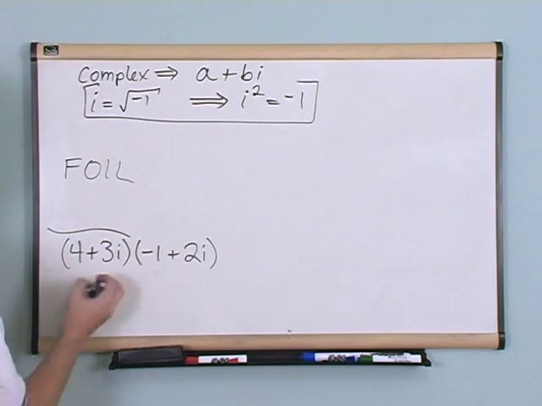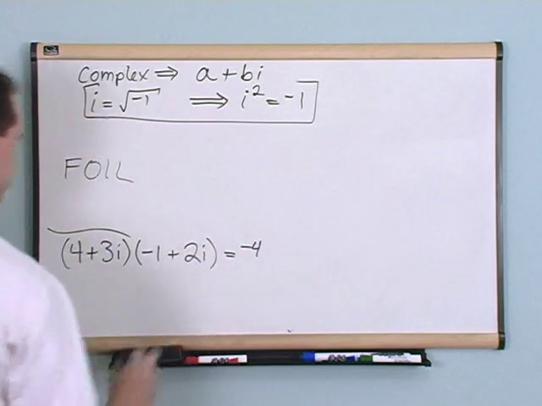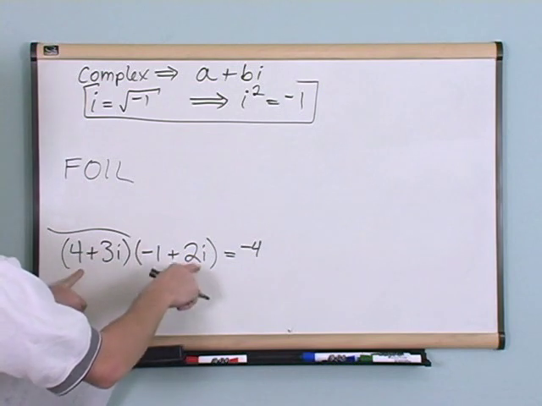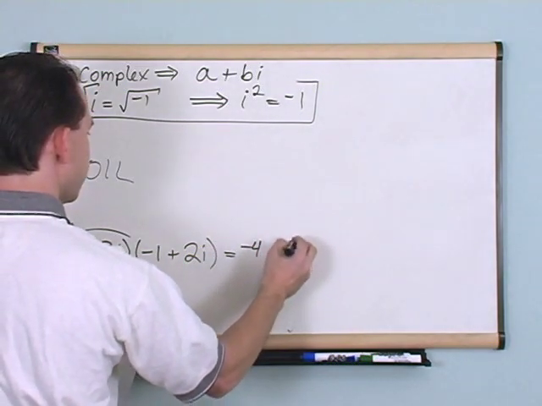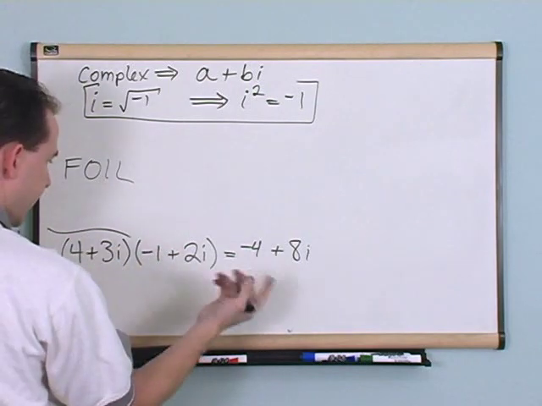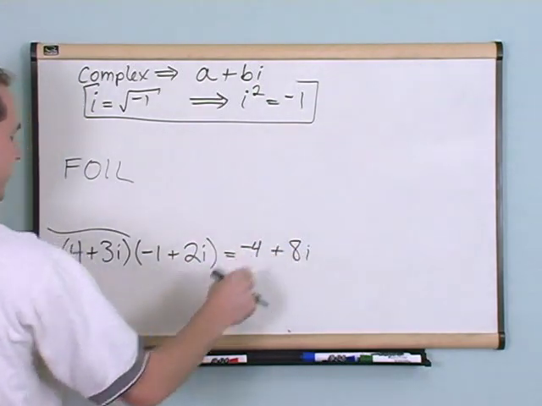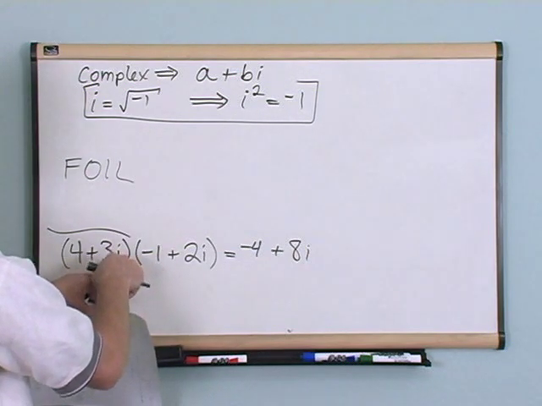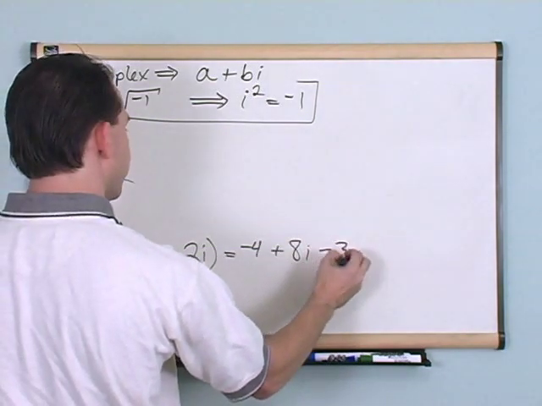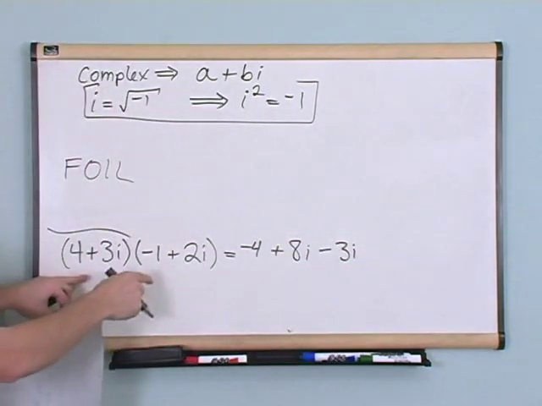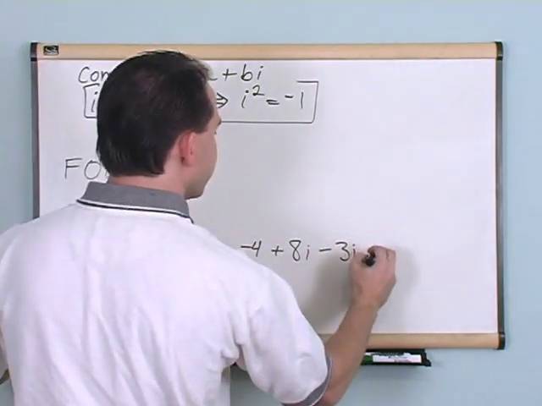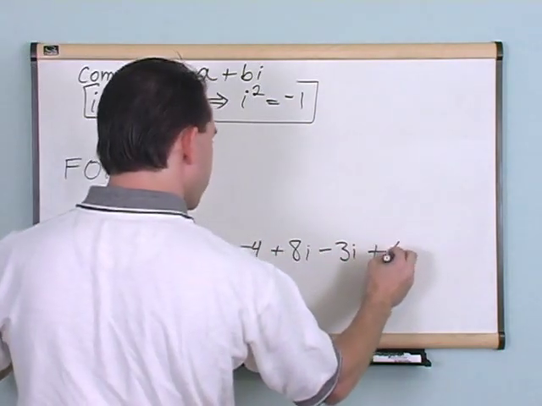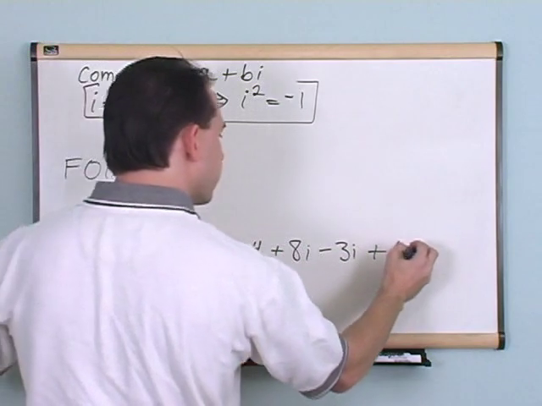4 times negative 1 is negative 4. Okay. The outside terms here, 4 times 2i, is going to be 8i. It's just 4 times 2 is 8, times i gives you the 8i, just as if it were a variable. Then you've got the inside terms here. 3i times negative 1 is negative 3i. And then finally you've got the last terms. I'm going to slow this down a little bit for you so you see it. 3i times 2i, 3 times 2 is 6, but i times i is i squared.